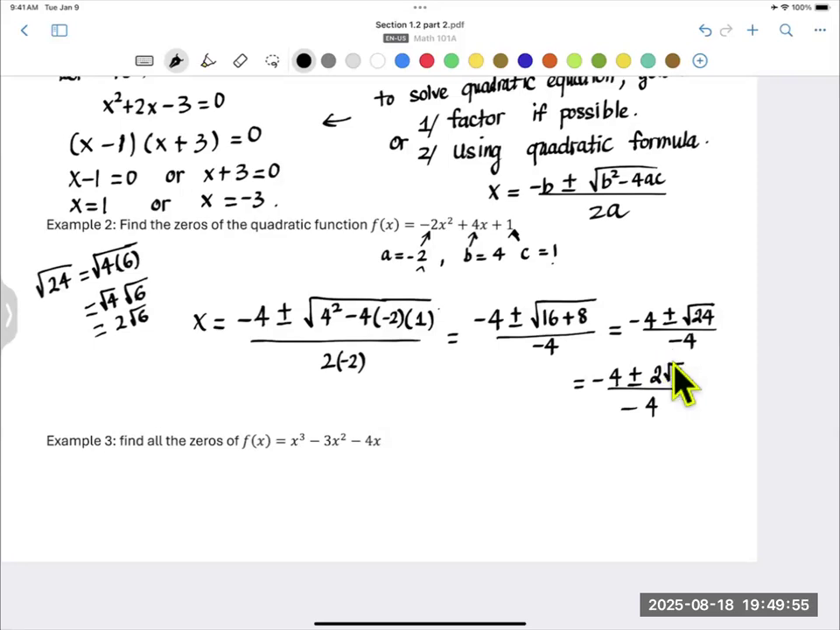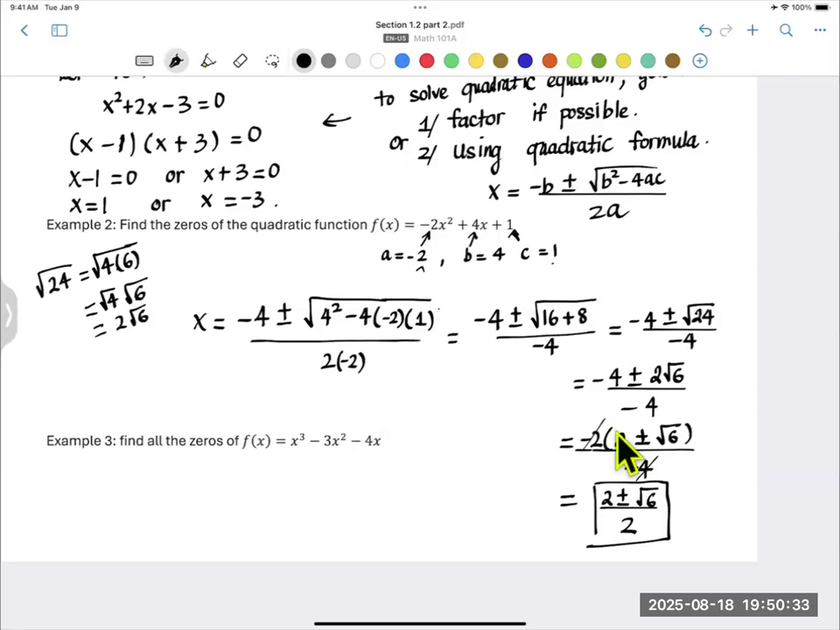Okay, so if you break down the fraction, you're going to see that they all have a multiple of 2. So I'm going to factor the -2 out. So -2 times 2 is -4, so 2 plus and minus root 6 over -4, and -2 times -2 is... so that cancels out, and we have 2 plus and minus root 6 over 2. So this is going to be the exact value for the zero of the quadratic.